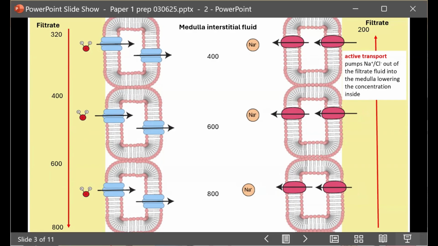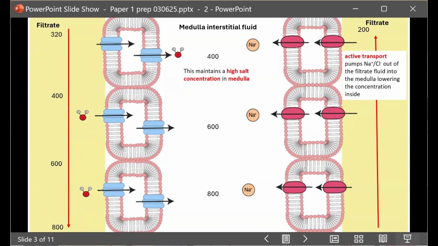So when we actively pump the sodium out of the filtrate fluid, we are increasing the solute concentration inside the medulla. You can quite clearly see we've gone from 200 to 400. So we have more solute, a high salt concentration in the medulla. This is why it's active transport, against the concentration gradient. By having this high salt concentration in the medulla, you then have the reabsorption of water. Water will move by osmosis into the medulla interstitial fluid.